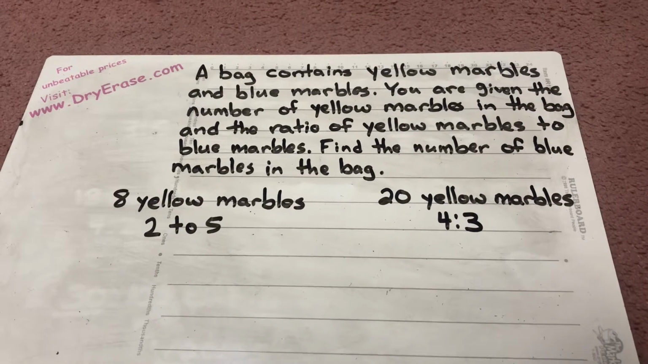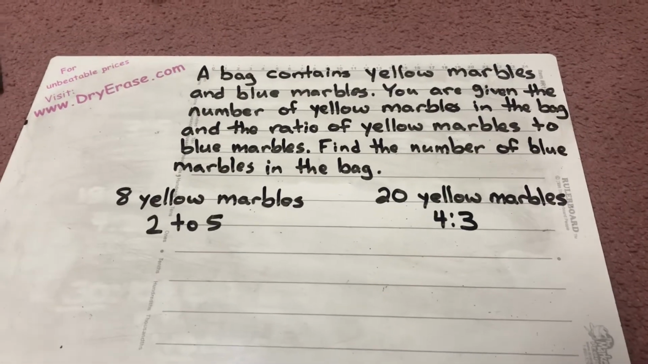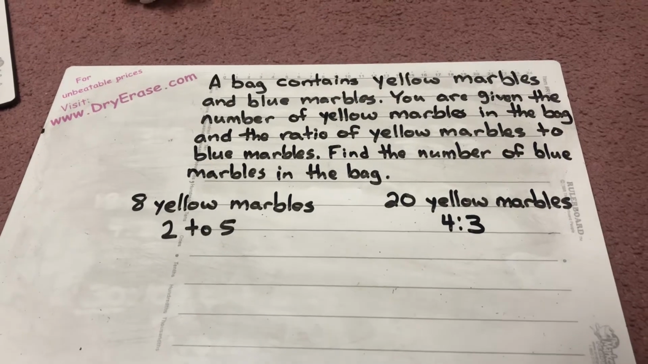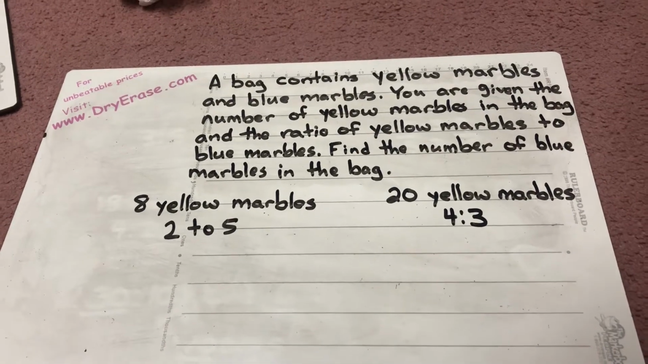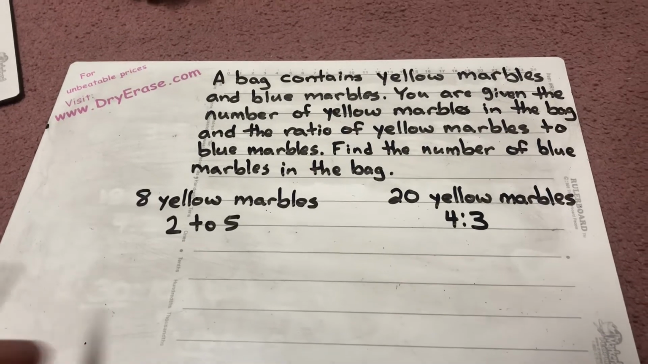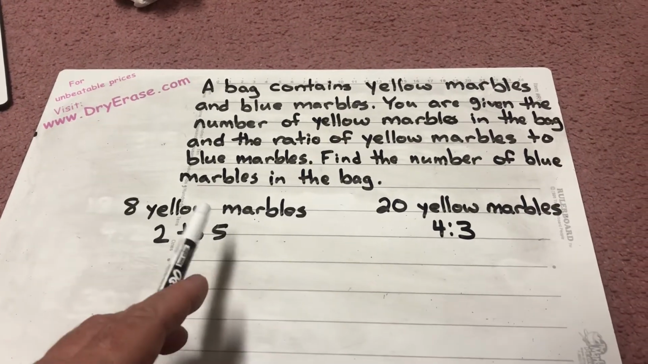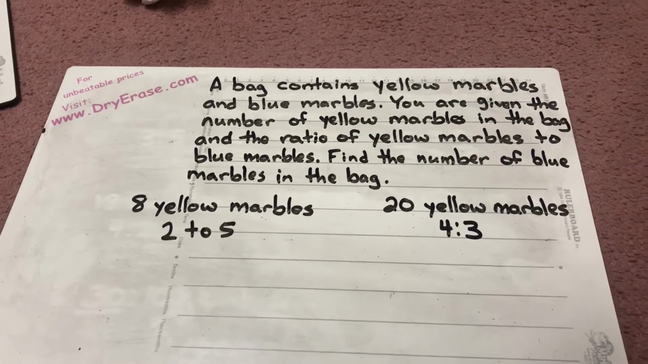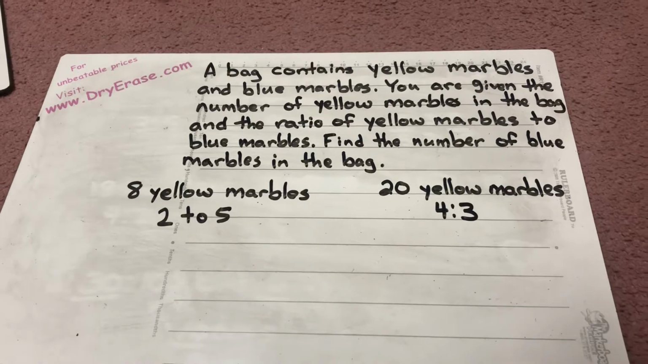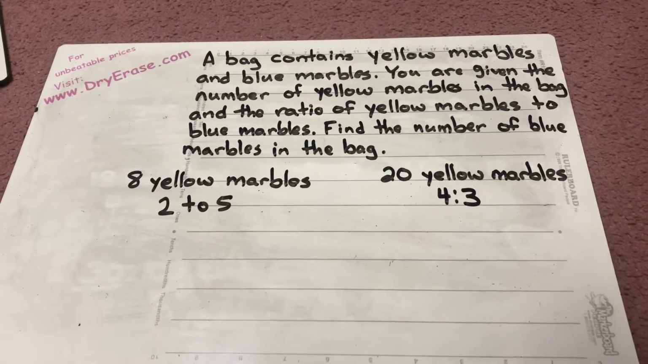So I'm going to repeat that again. We have a bag. Inside that bag are yellow marbles and blue marbles. We're not sure how many of each until we do this specific problem. The problem is going to give you the number of yellow marbles, and it's going to give you the ratio of yellow marbles to blue marbles. Find the number of blue marbles in the bag.